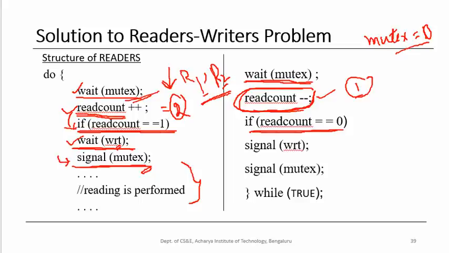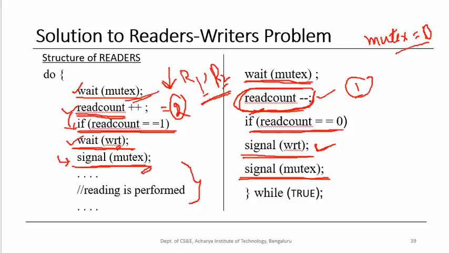going out of the critical section, so therefore it should not block the writer if it wants to write to the database. Therefore it performs signal on the WRT and WRT now becomes 1. Any writer can now get into the critical section, or a reader can get into the critical section without any issue. After that it executes signal on mutex, which will release the lock on read count.